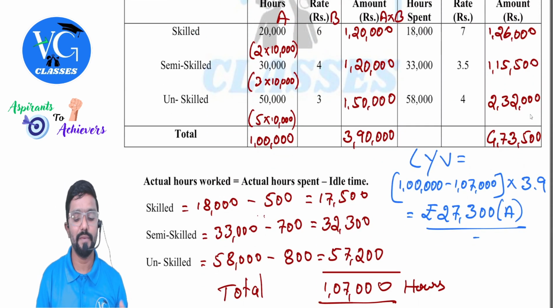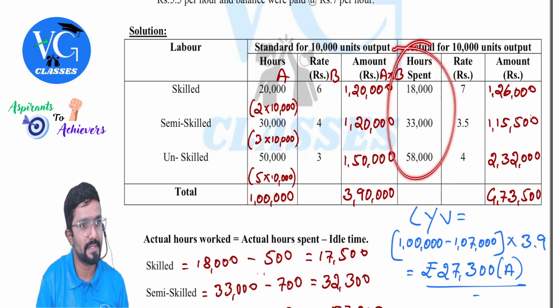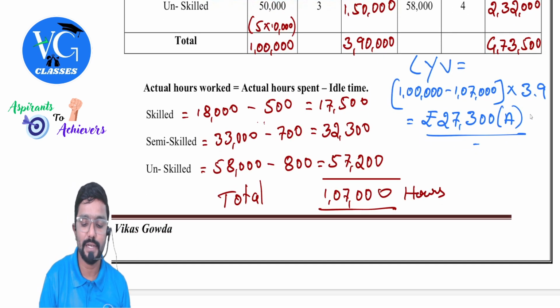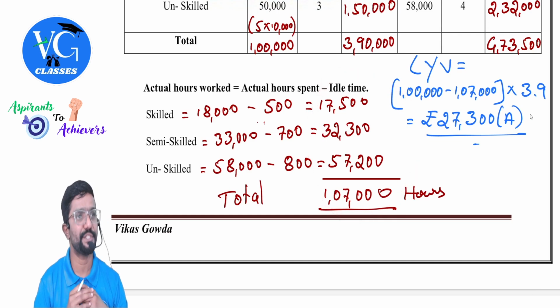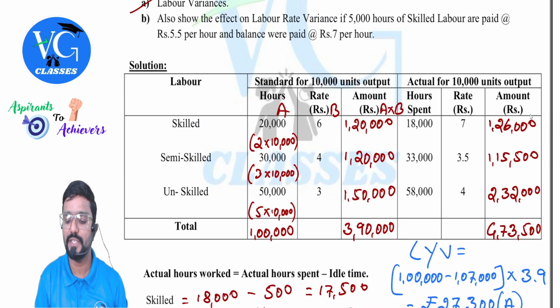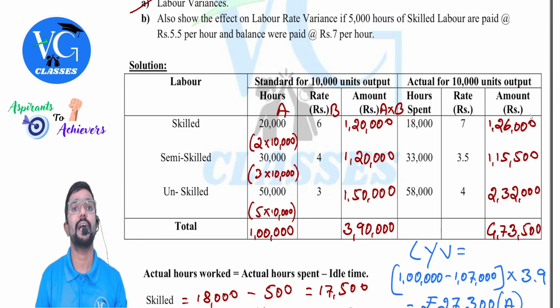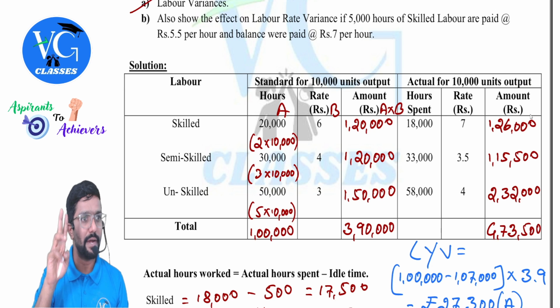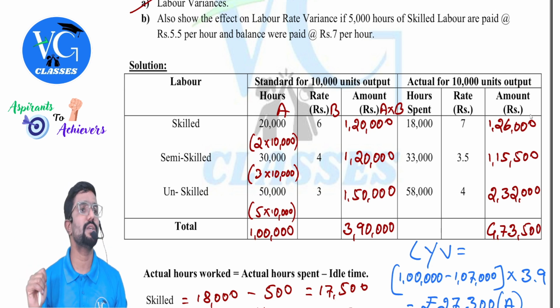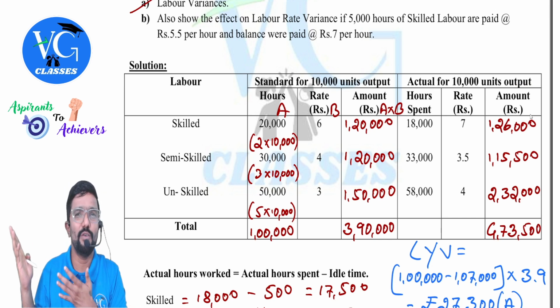So in the question, if they have given any information about idle time, deduct idle time from hours spent, guys. What do you get? Actual hours work. Clear? If you have space, you can add more columns here. Actually, two more. One is for idle time, the other one is for actual hours work. Two extra columns you have to add. Sir, no space, sir.